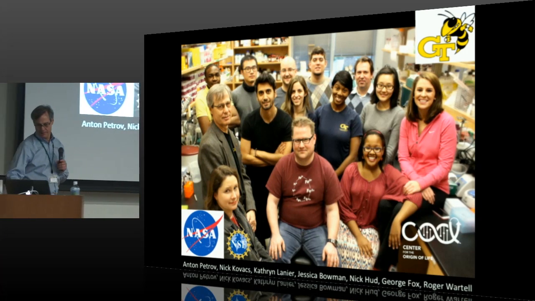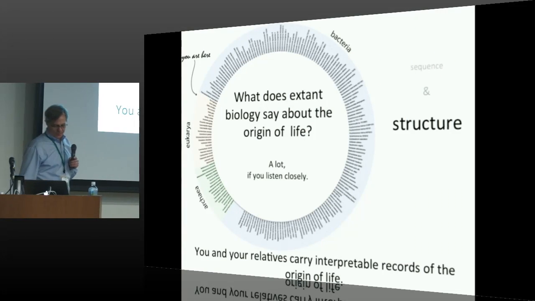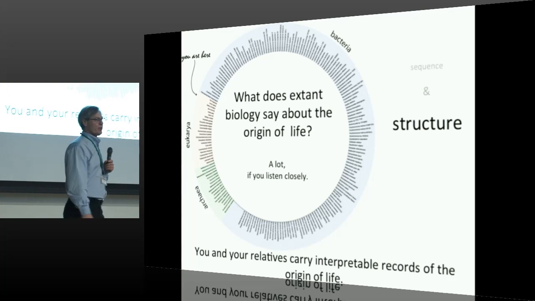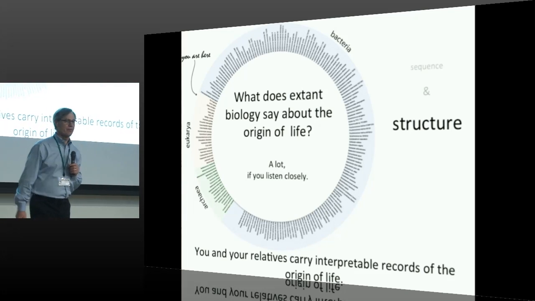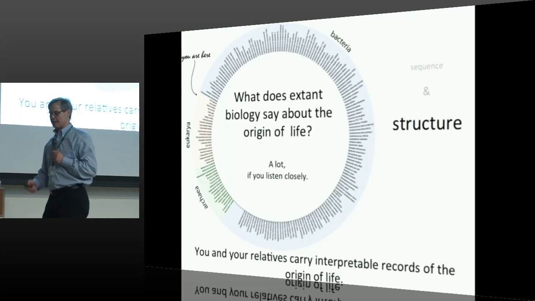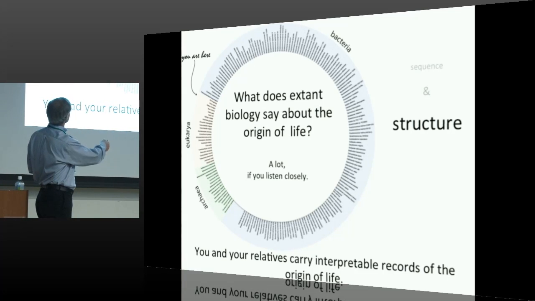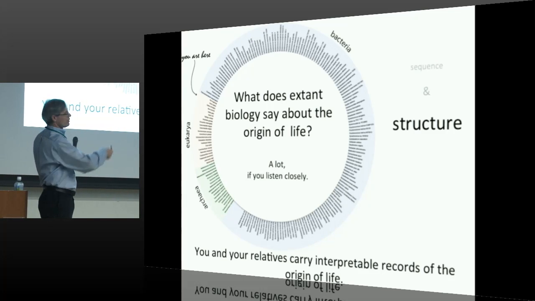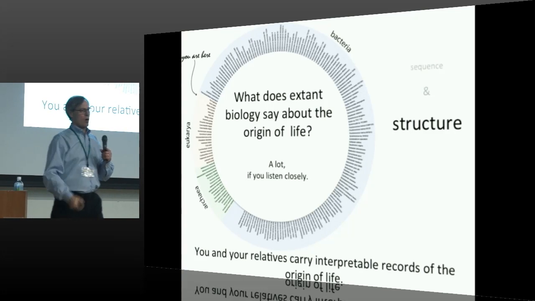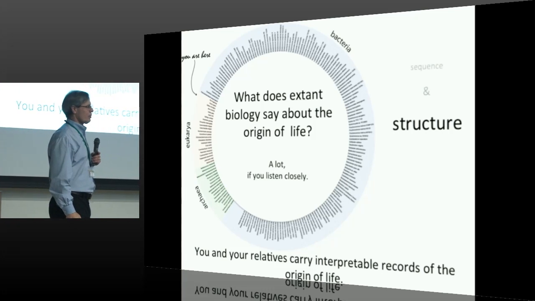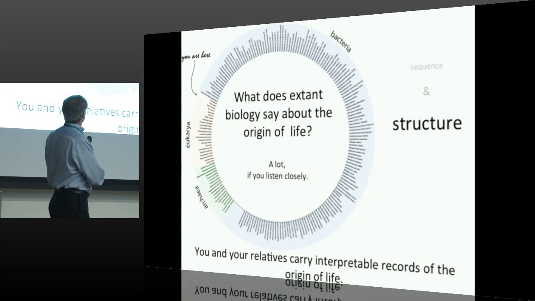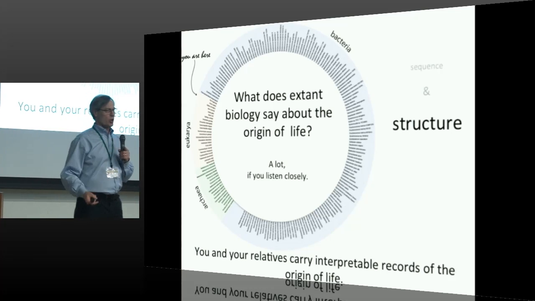What we do is we try to understand the origin of life from extant biology. We look at the tree of life, or the circle of life, I guess, and we look all around it, and we try to use that to walk backwards in time. There are a lot of people who do this kind of thing, but we, I think, probably go back further.